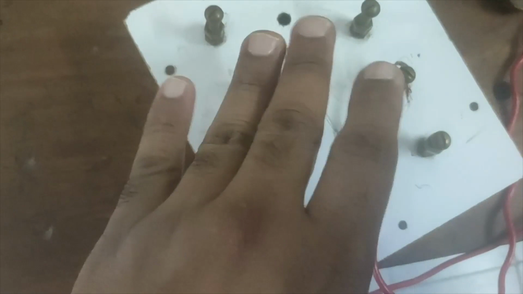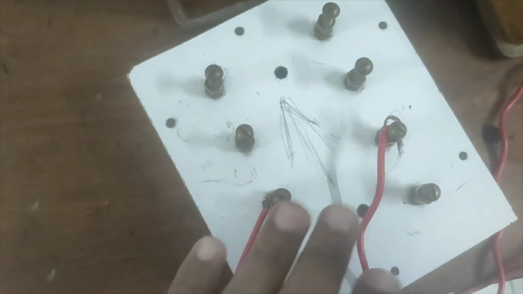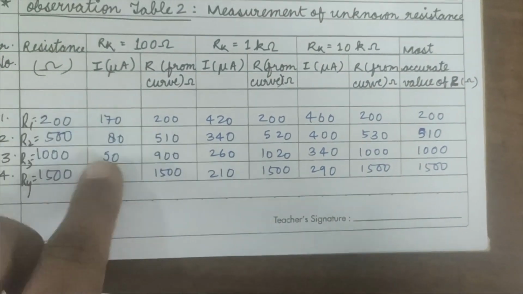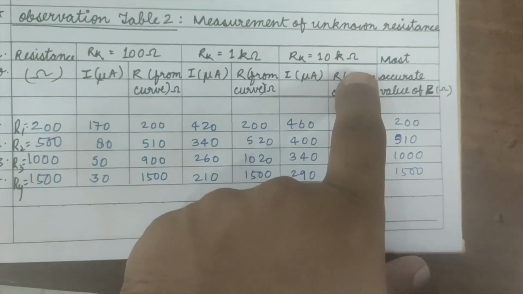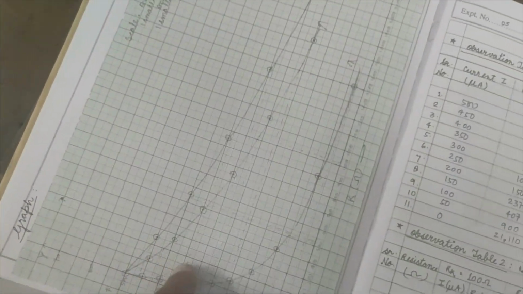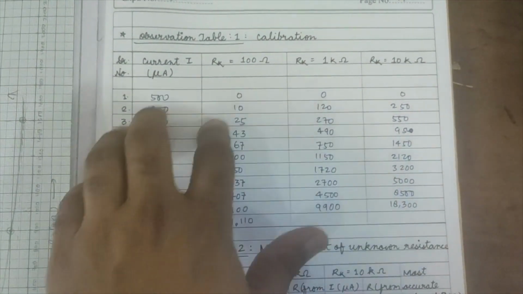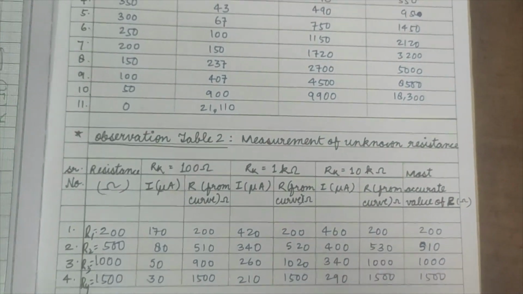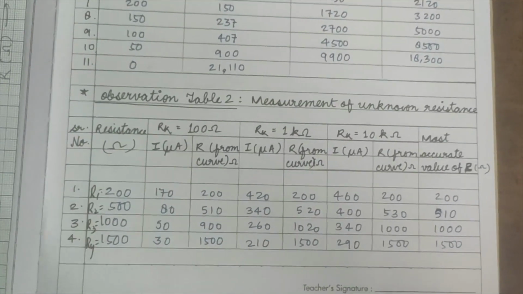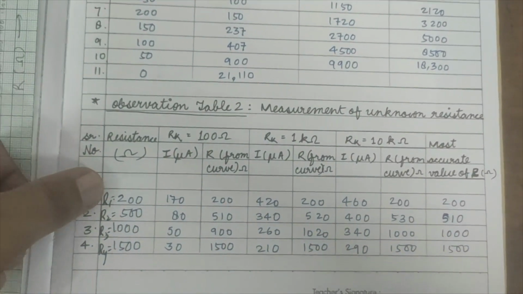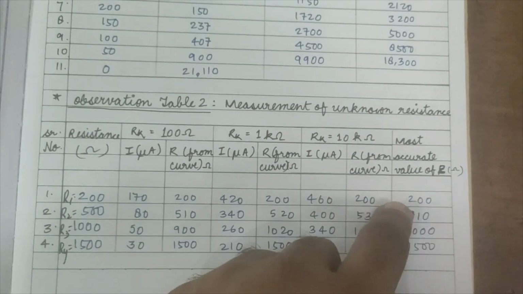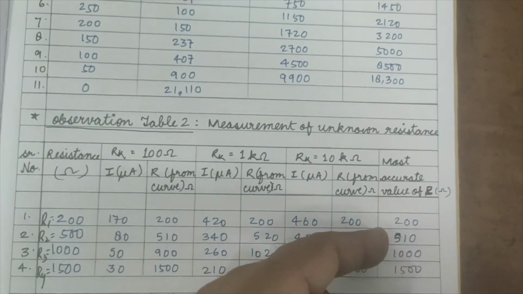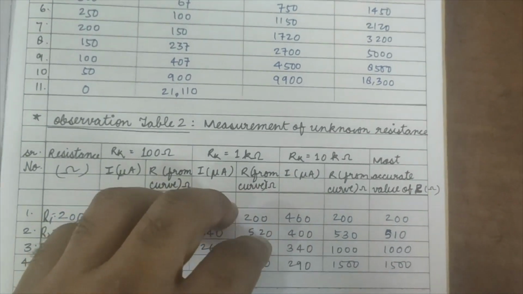So in this way you find the most probable values of R1, R2, R3 and R4 by measuring the corresponding current for these three conditions and taking the value of R from the calibrated graph, which we have plotted on the basis of the calibration observations. So this is how you convert a micro-ammeter into an ohm-meter and find the value of the unknown resistances R1, R2, R3. This comes out to be 200, 500, 1000 and 1500.